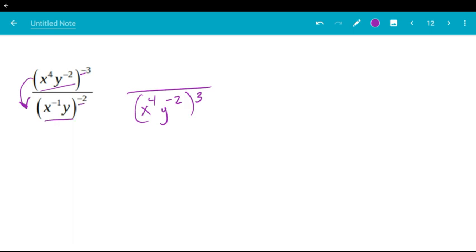This parenthesis is being raised to the negative second power, so if I want to, I can take the entire parenthesis and stick it in the numerator. The power needs to stay, but now we don't have negative exponents to deal with outside of parentheses. We do need to simplify, so raising a power to a power, we would multiply.